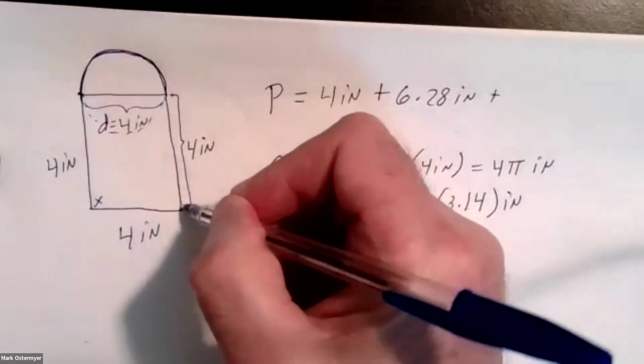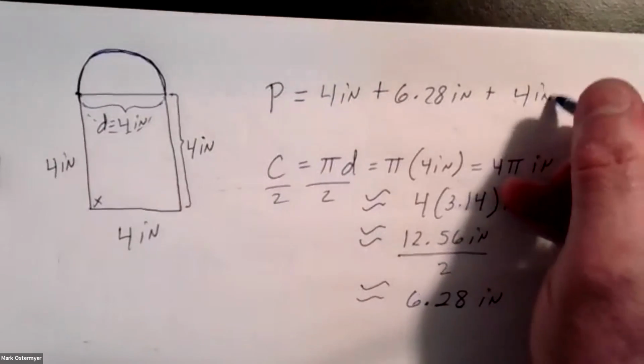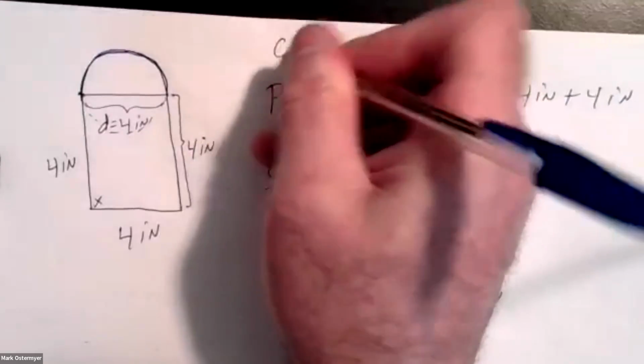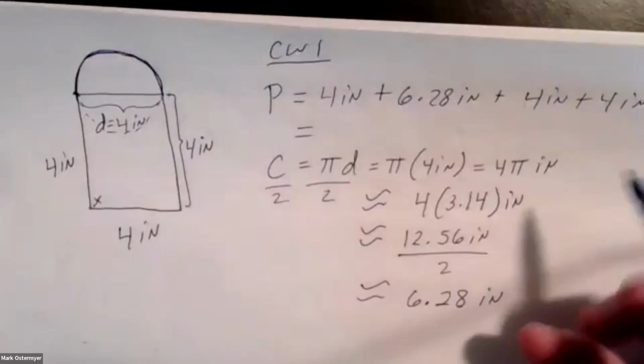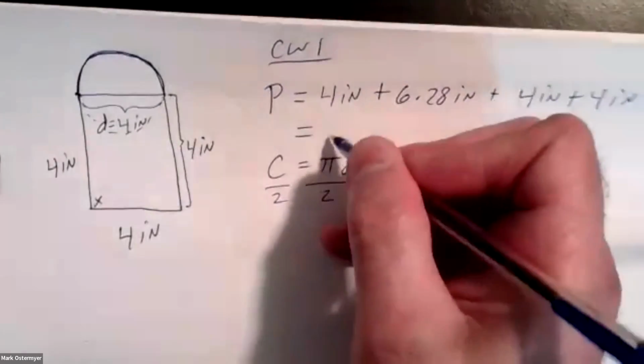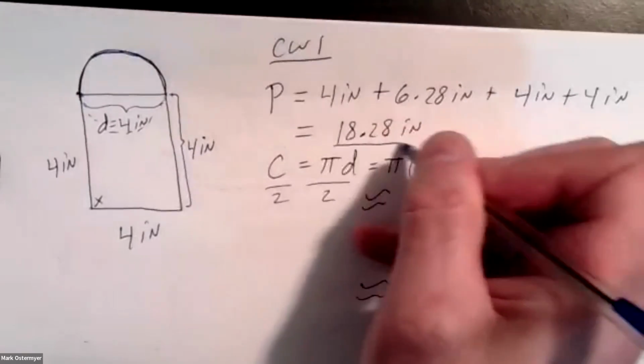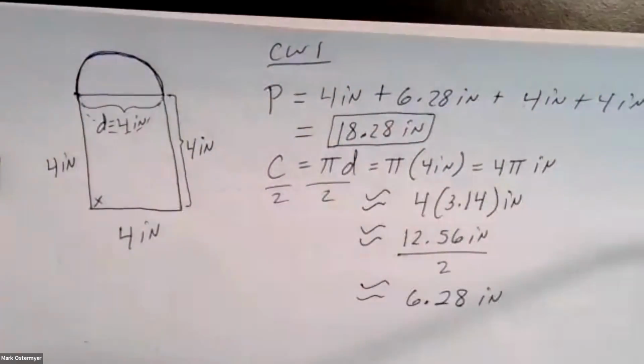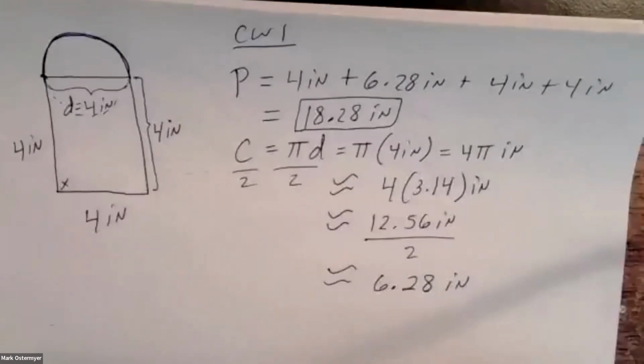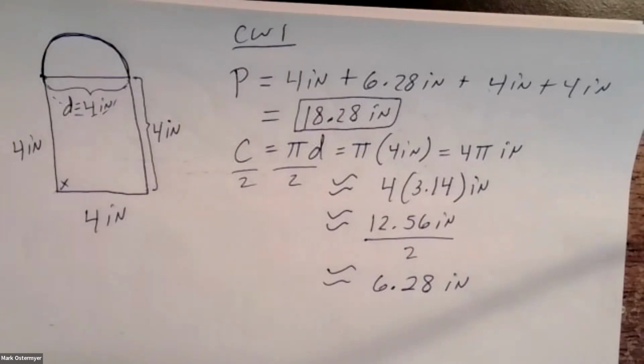Plus another 4 inches, plus another 4 inches. Okay. And so what does that net us? Well, that's going to be about 18.28. Anybody get that? That would be the circumference of that, excuse me, the perimeter of that geometric shape there. Okay. Anybody get that correct? All right. It's about 18.28 inches.